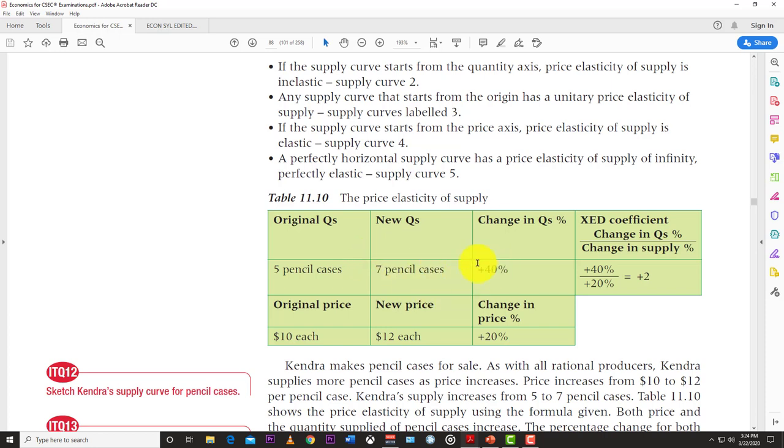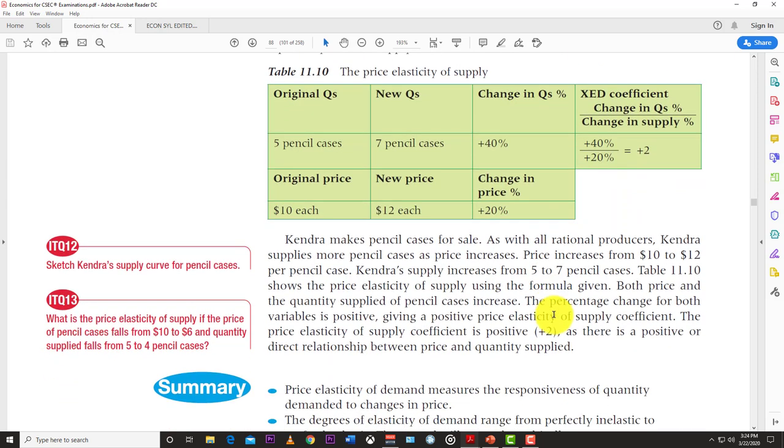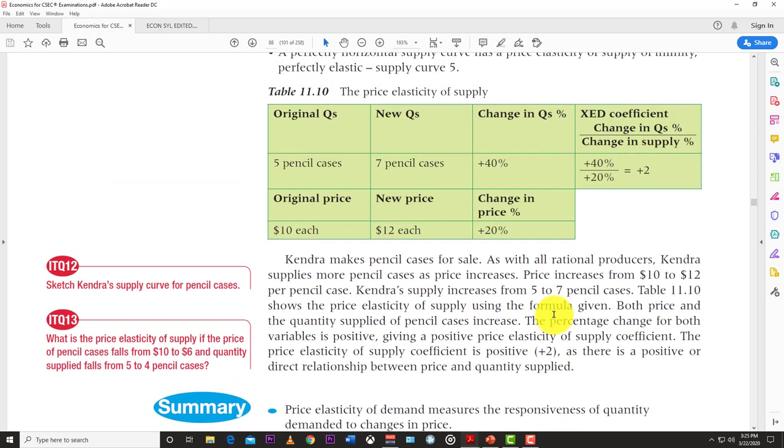And what do you get when you put it over 5? You get 40%. And you have the new price, take away the old price, which is 12 minus 10, you get 2. And then you put the 2 over the 10, so you get 20%. You take those 2, put them over each other. So this is the percentage change in the quantity supplied over the percentage change in the price, and the supply coefficient would be plus 2, and that's greater than 1. So if it's greater than 1 but less than infinity, we know it's elastic. All right, and that's basically it for that table.